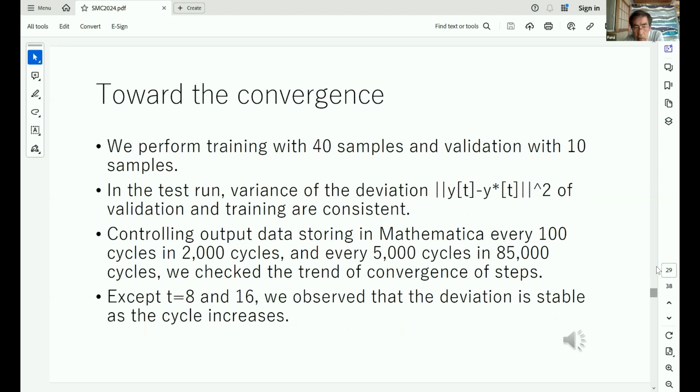Okay. We performed training with 40 samples and validation with 10 samples. In the test run, the variance of the deviation of validation and training are consistent. In controlling output data storing in Mathematica, every 100 cycles in 2000 cycles and every 5,000 cycles in 85,000 cycles, we check the trend of the convergence of steps. Except for t equal 8 and 16, we observe that the deviation is stable as the cycle increases.